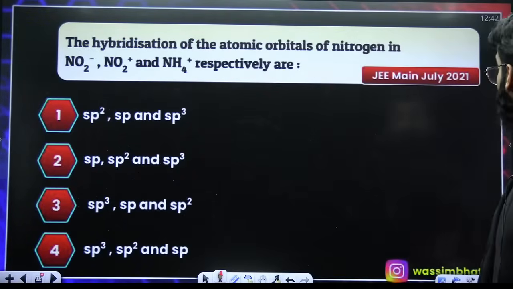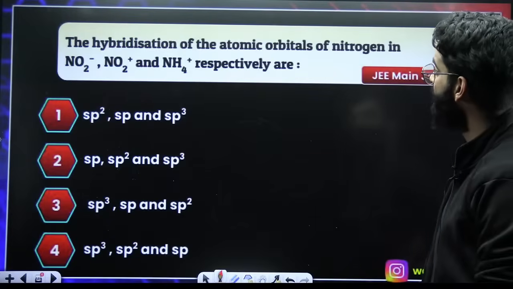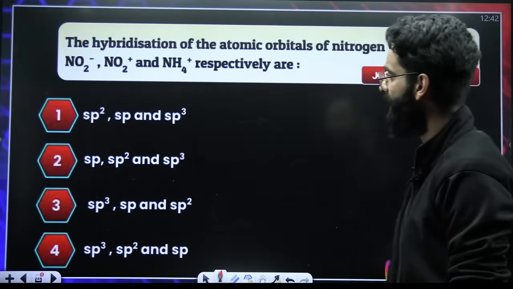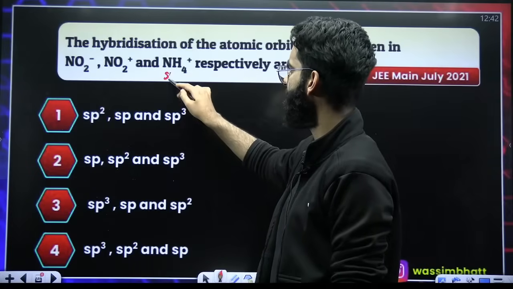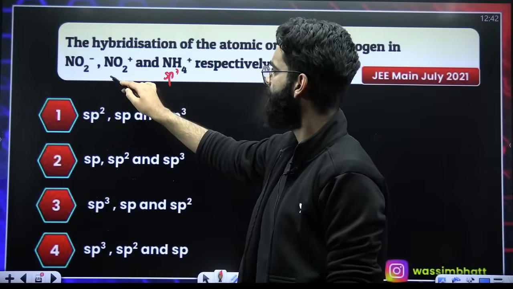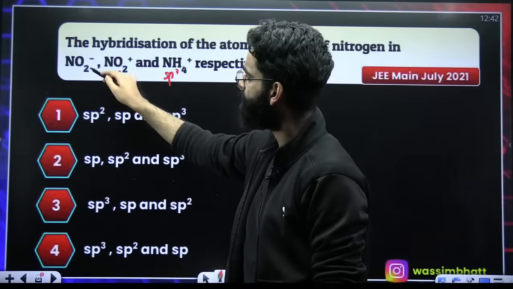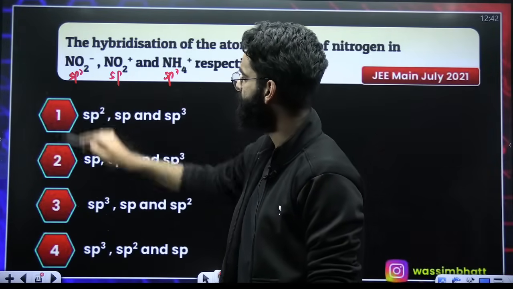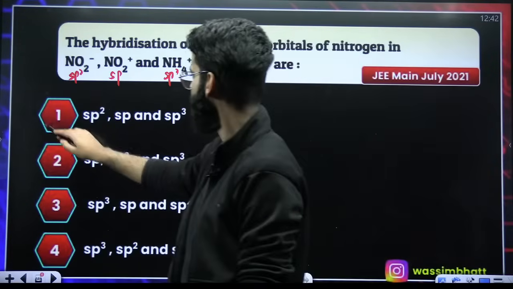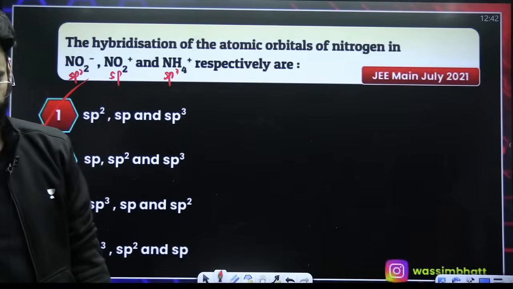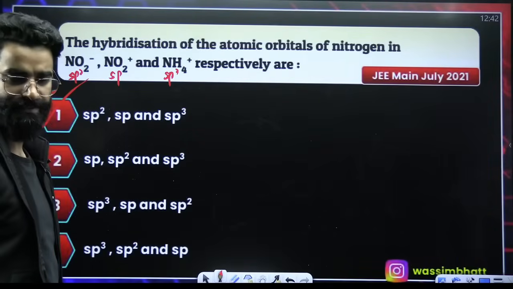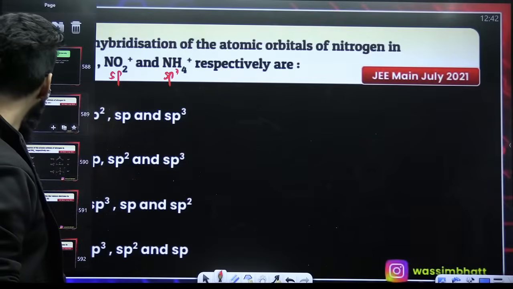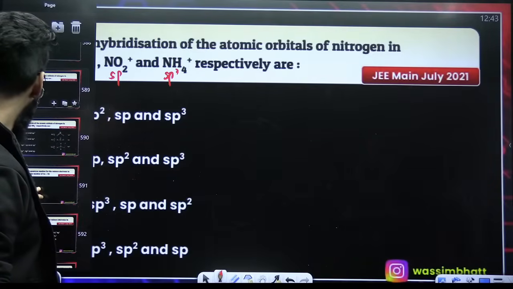This question has been asked in your JEE Mains 2021. Hybridization of atomic orbitals: NO2 negative, NO2 positive, and NH4 positive. NH4 positive is directly sp3. This one is sp. This one is 5 plus 1, 6, so this is sp2. So sp2, sp, sp3. Option A. Now be active in the chats, because now the questions are all your mains questions.